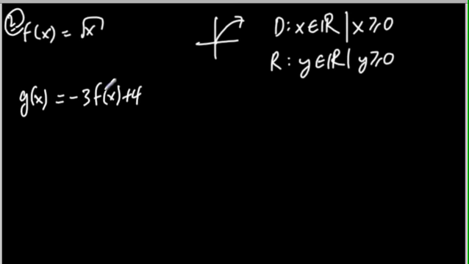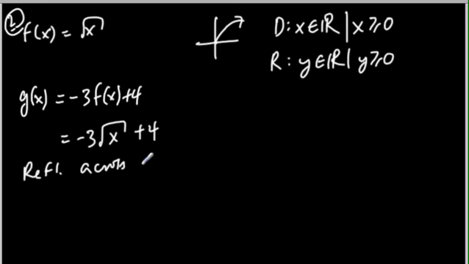So the argument stays the same. It's the same as x. So really, it's just negative 3 square root of x plus 4. What are the transformations? First, we see the negative, so it's a reflection across the x-axis. It's the x-axis because it's outside the f and it's affecting the output. Then there's a vertical stretch by 3, and finally up 4.